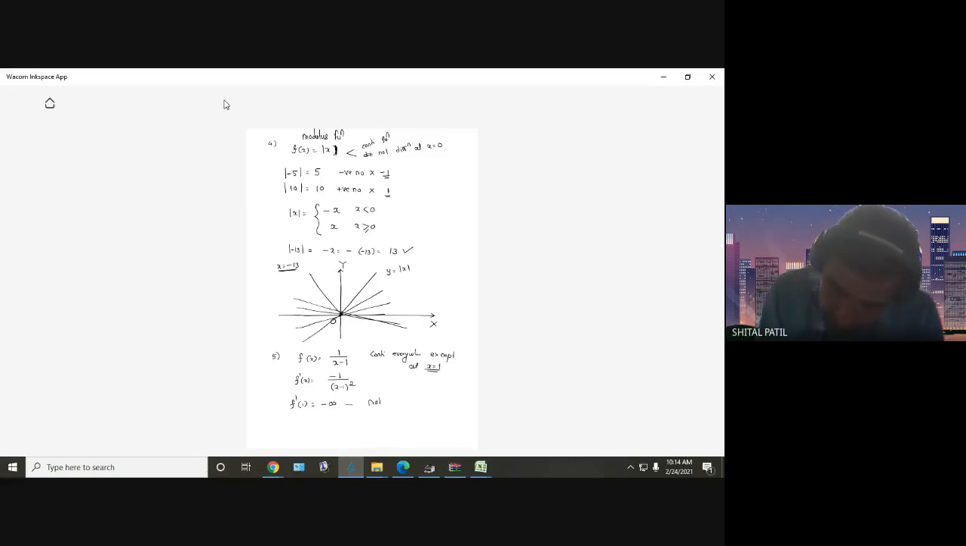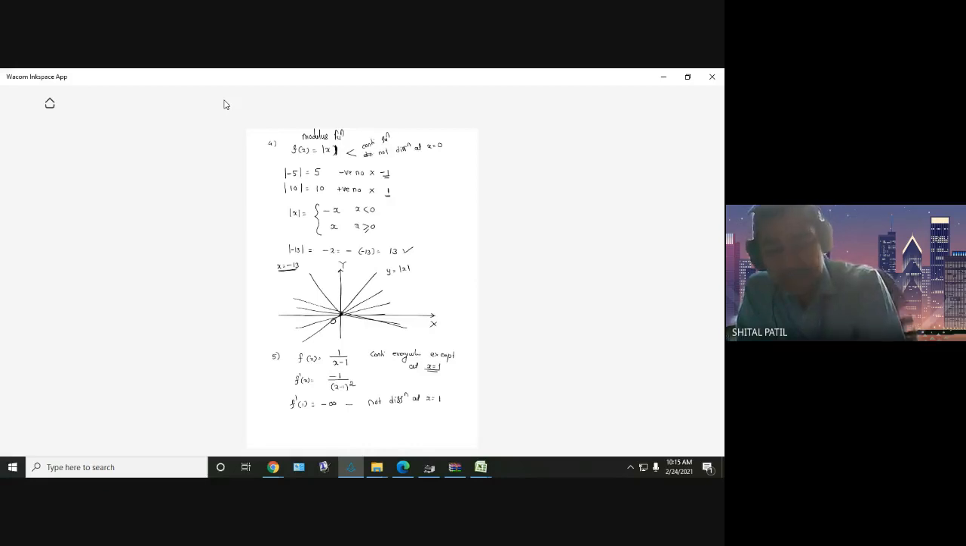Not differentiable at x equal to 1. समझ में आ रहा है सबको? तो yes, फंक्शन इनफाइनाइट या इनडिटरमिनेट नहीं होना चाहिए. Function should be finite. Then only it is continuous. Then only it is differentiable.